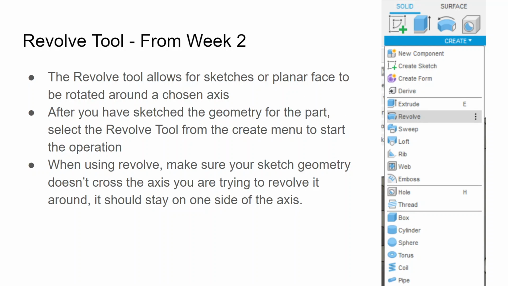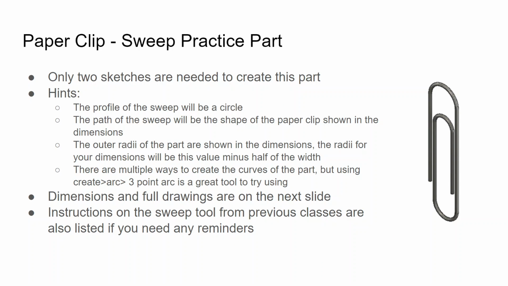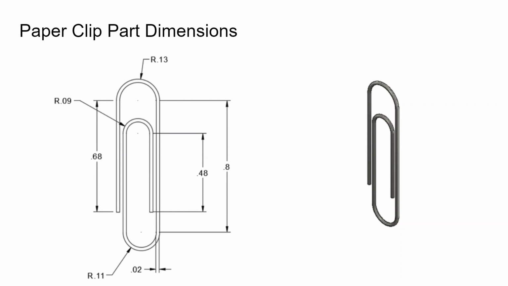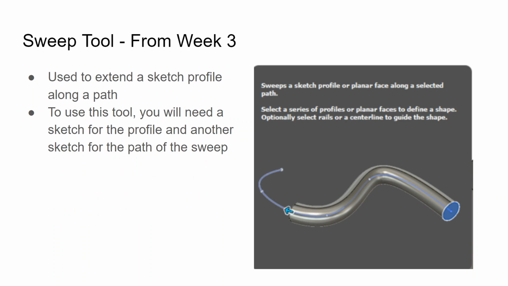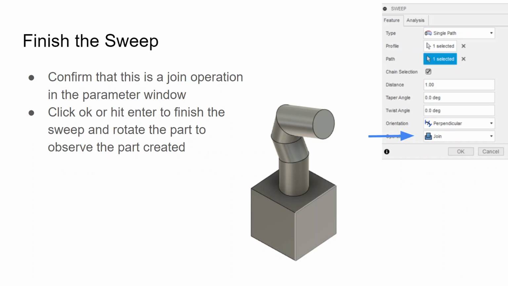And then as well, we have this PowerPoint. We have an overview of a lot of these tools and how to use them. So the Revolve Tool, to help you if you forgot how to use that, as well as some others, as you'll see in a minute. But here is the paper clip, which is probably a little more difficult than you'd think. I'd like to see you guys try this one. All the dimensions for you are right there. And then this goes over the sweep tool, as we went over a few weeks ago. How to draw a sketch, sweep again.